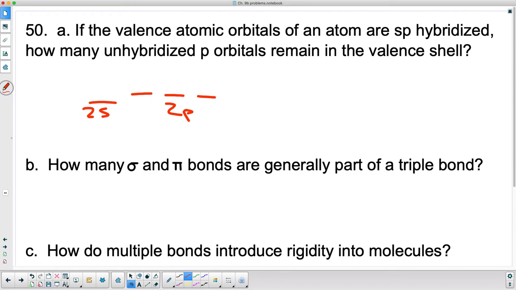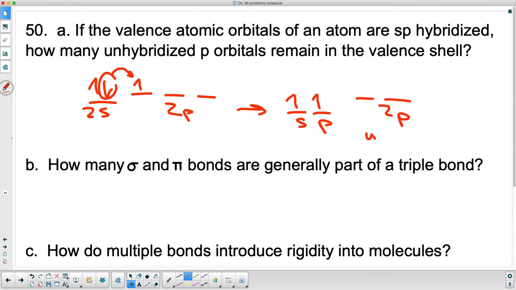like this. If I have sp hybridized, this might be something like beryllium. We would promote one of those electrons up, so that over here I would have an s and a p like this. Then the 2p would just have two orbitals that are empty. If I promote an electron to an empty orbital, whatever I have left over would be the unhybridized p orbitals. So these here are unhybridized.